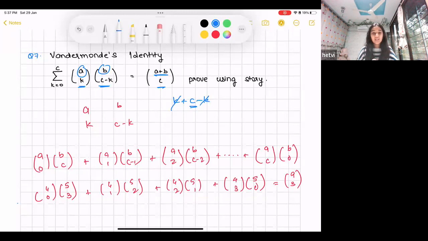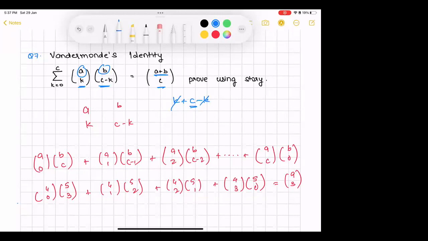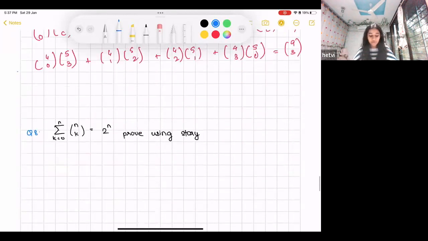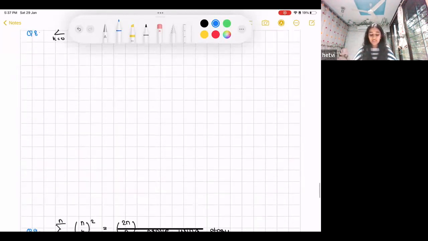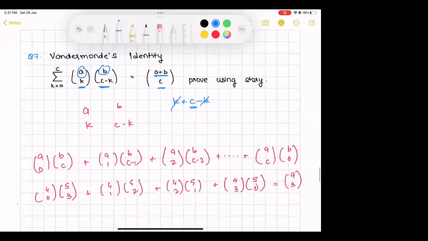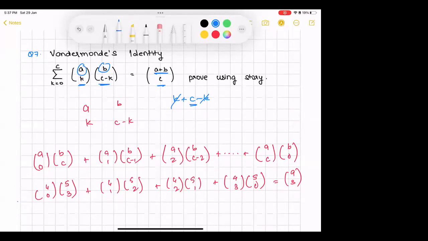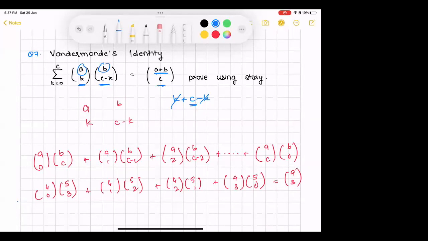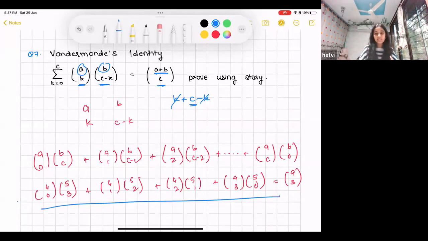Anybody has any questions so far? No. You'll be sharing this, right? Yes. So in the next lecture, we'll properly see a few more questions that we'll prove using stories. If anybody has any questions, you can stay back or you can try thinking about this identity. And if you got how we proved it using 4, 5, and 9, try to do the same thing with generalized A, B, C, K.